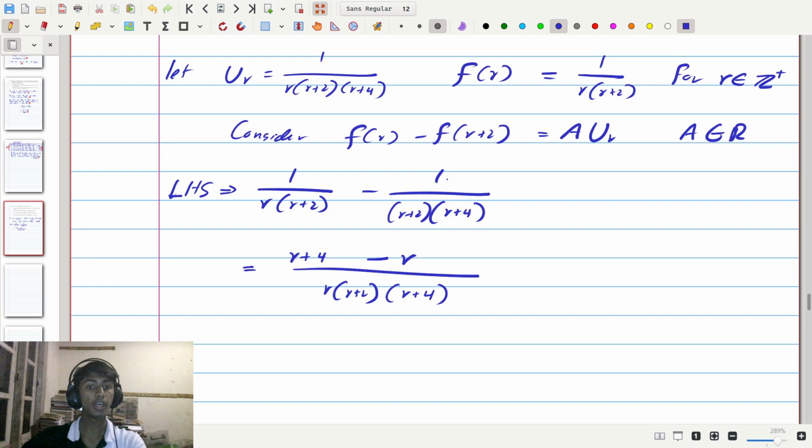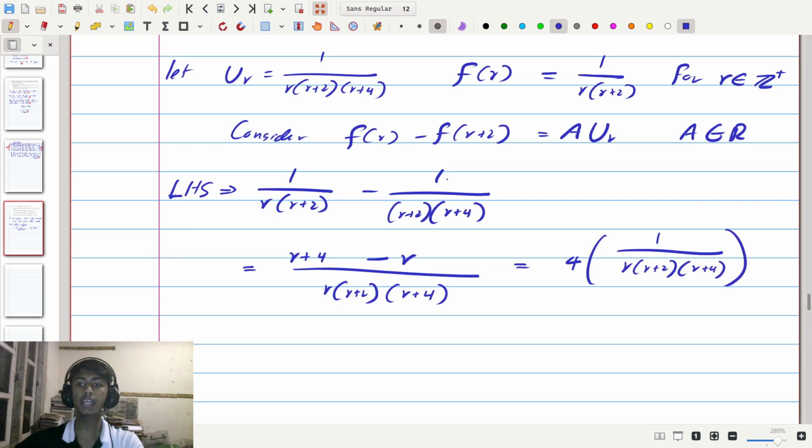Now we can see if we cancel this and this, we're going to be left with 4 divided by r times r plus 2 times r plus 4. And we can see if we factor out the 4, we're going to get 4 times 1 divided by r times r plus 2 times r plus 4. And we can see this is exactly equal to 4 times u of r, since this term right here is exactly what u of r is.